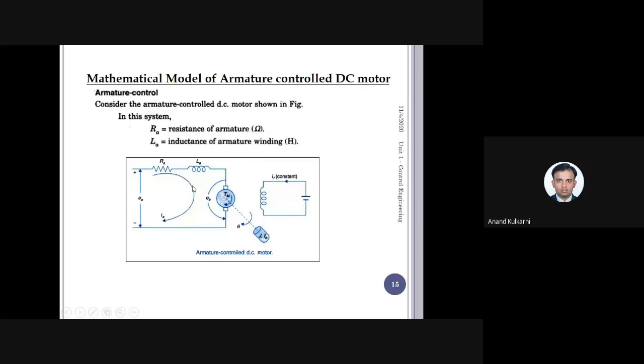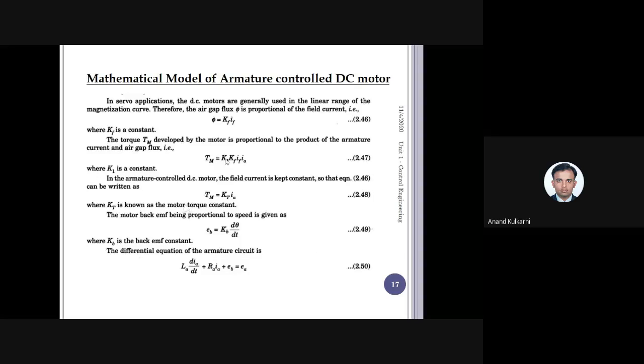So whatever is the armature current multiplied by one constant of proportionality, that much torque will be generated. That is equation number 2.48, where Kt is known as the motor torque constant. Similarly, the back EMF, as I said, is proportional to the rate of change of flux, or indirectly proportional to the velocity of the motor, where velocity of the motor is omega or d theta by dt. So the constant of proportionality between back EMF and the velocity of the motor is Kb. So Kb is the back EMF constant. So Eb equals Kb into d theta by dt, this is another equation, 2.49.